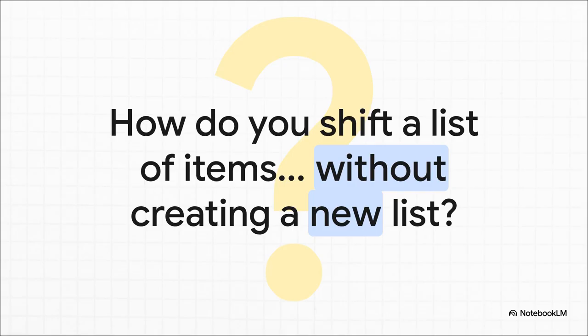Imagine you've got a list, right? An array of numbers, and you need to shift the beginning of it to the end. But here's the real challenge. You are not allowed to just make a copy. You have to do it all inside that original list. So how on earth is that even possible?